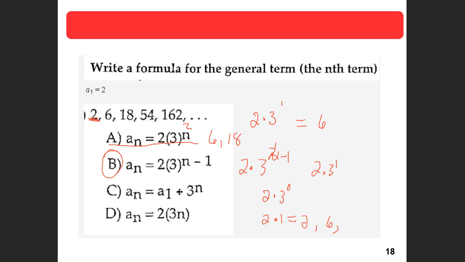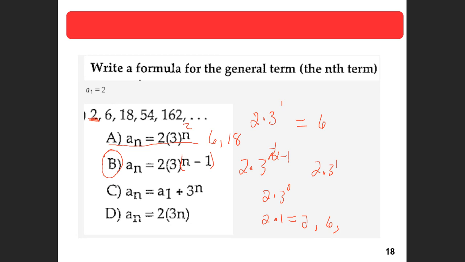Now, if they said, oh no, it's not recursive. This is definitely not recursive. The n minus 1 here is the exponent. It's hard to read, but that's an exponent. It's not recursive. This is just an explicit formula.